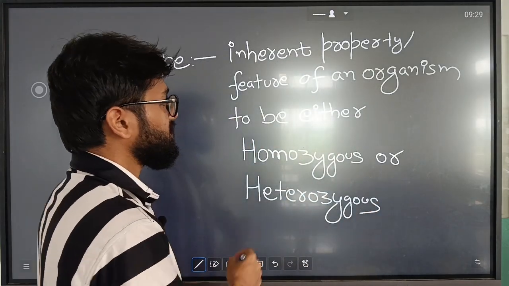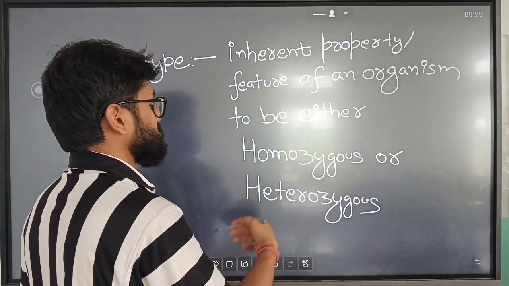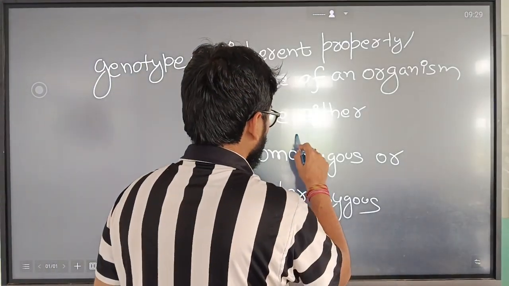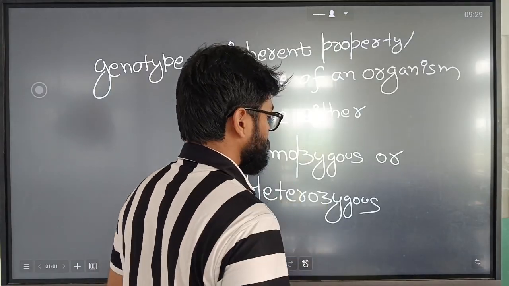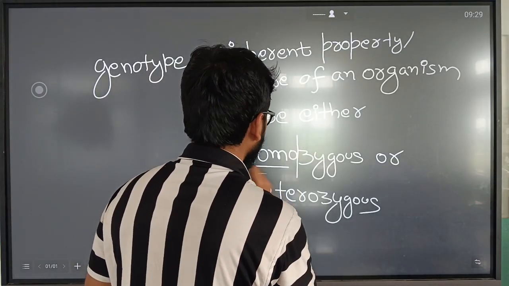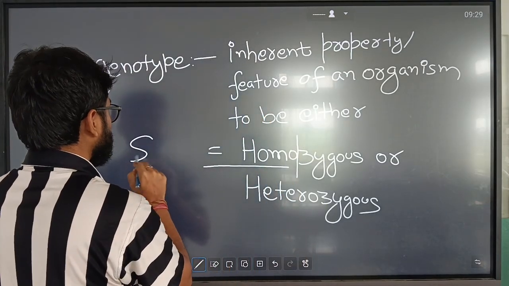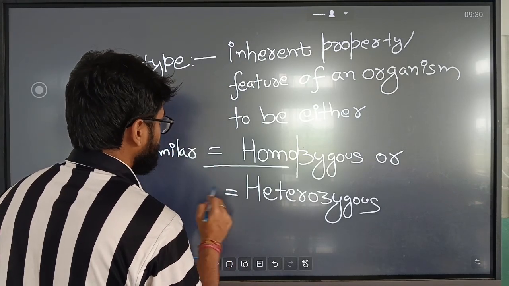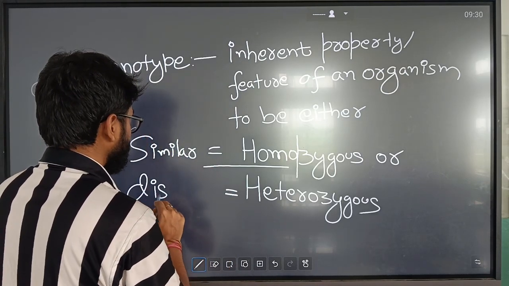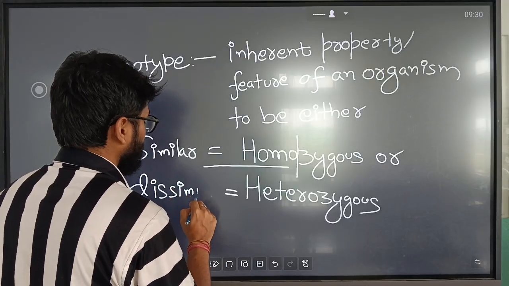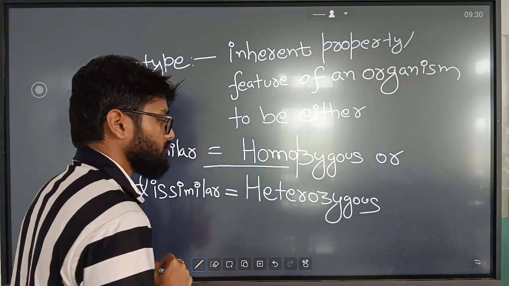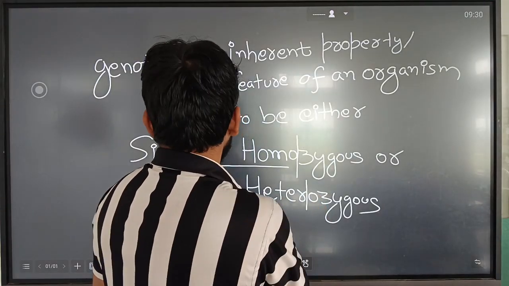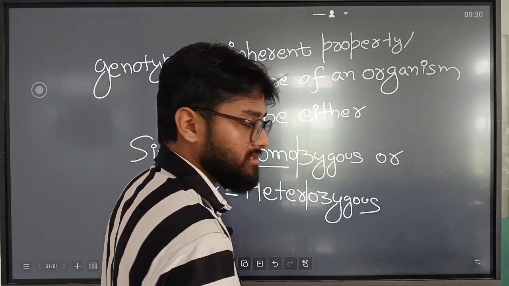Okay, whether it is a homozygous or a heterozygous. Now pay attention to this. When we talk about homozygous, we simply mean that homo means similar, hetero means dissimilar. There should not be any confusion in this case at least. Okay, homo means similar and hetero means dissimilar.